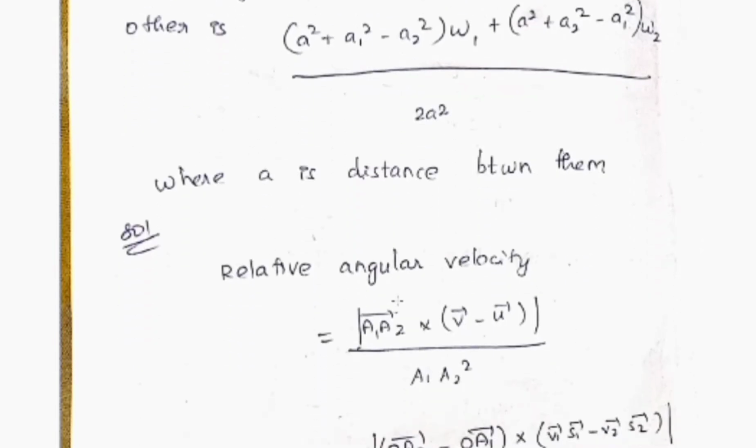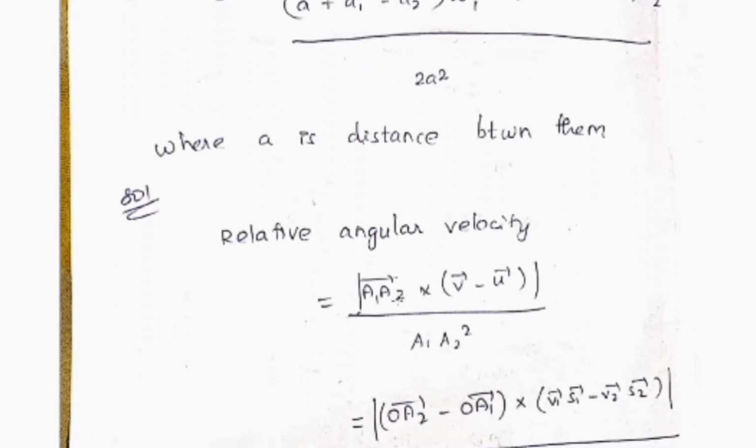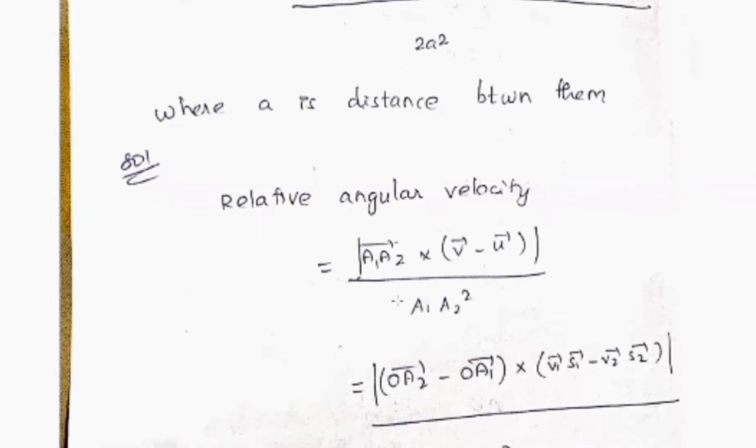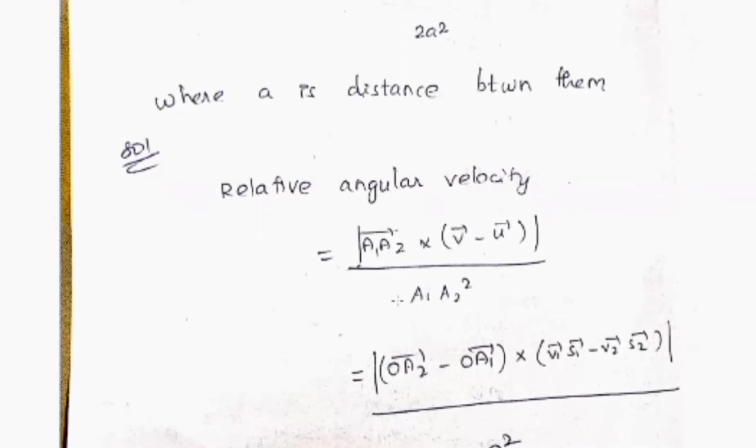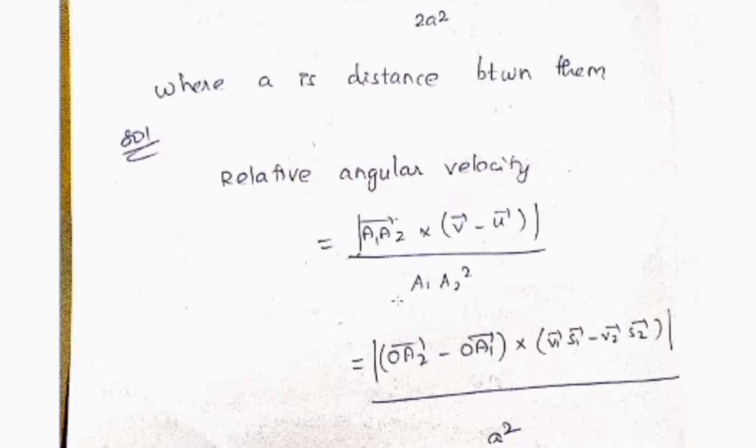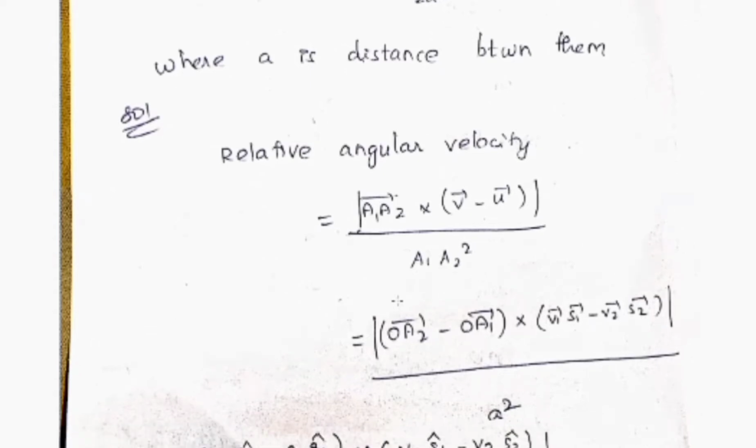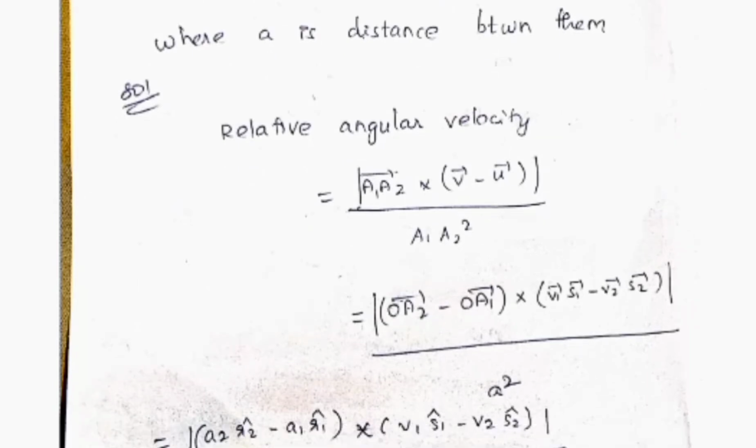So what is the relative angular velocity formula? In the first problem you mentioned it as PQ; here you mention the two particles A1 and A2. So A1A2 vector cross (V minus U) divided by A1A2 squared. A1A2 is OA2 minus OA1, cross V2 s2 minus V1 s1, divided by the distance between the two, which is denoted by a squared.